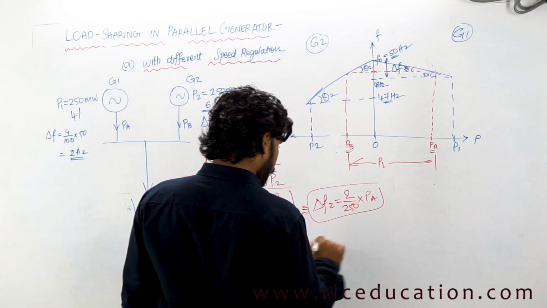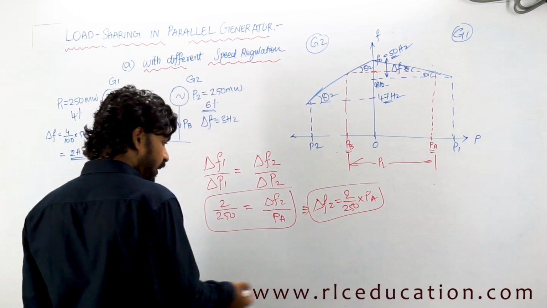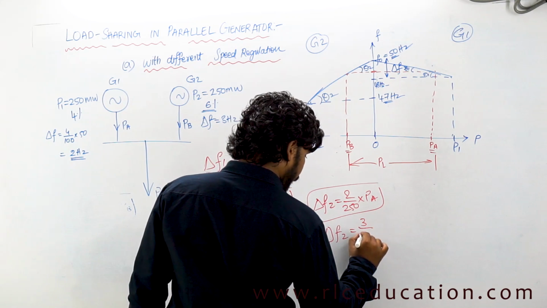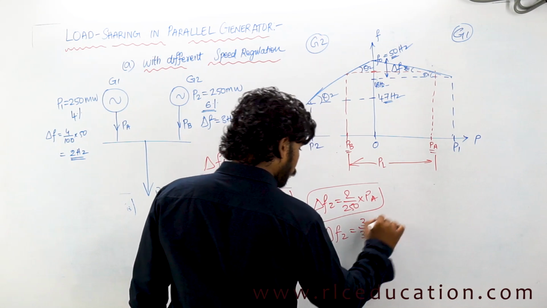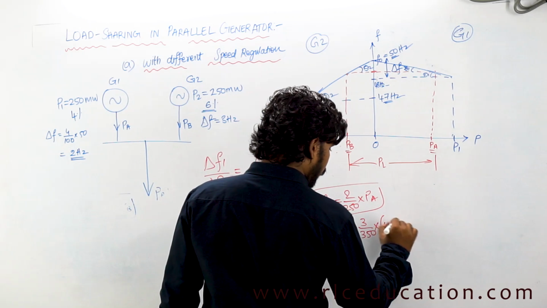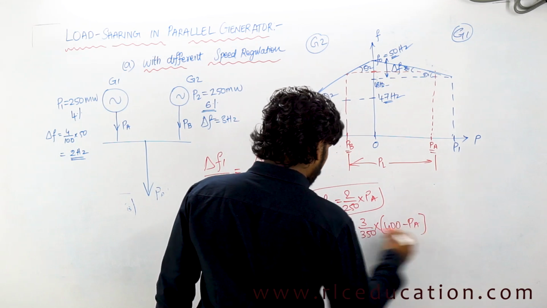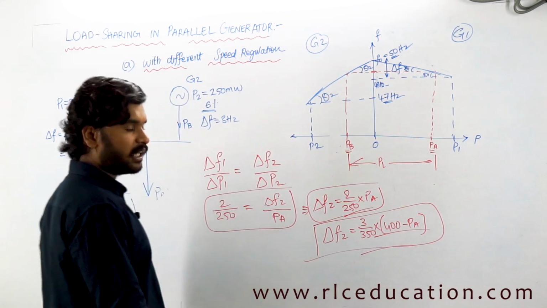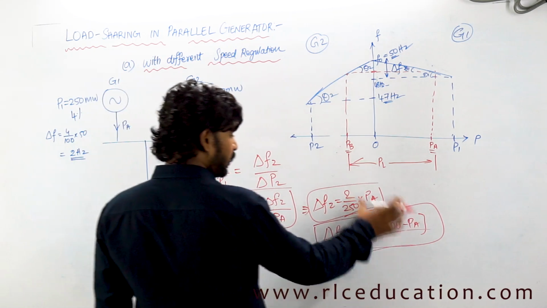Okay, and similarly for the second generator we get delta F2. Delta F2 is equal to 3 by 350 into PB. So PB can be written as 400 minus PA. Now this delta F2 of both generators is the same. The change in frequency of both generators is the same. Just equate these two parts.